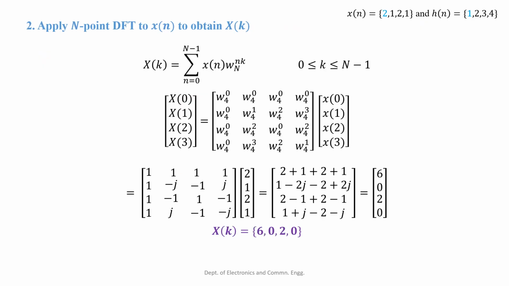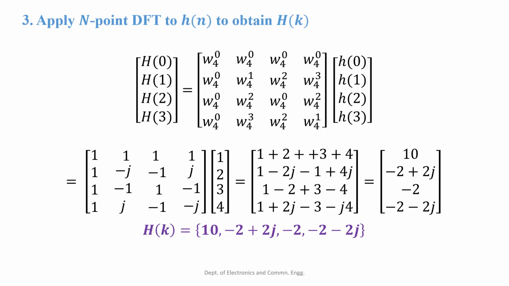The second step, apply N-point DFT to x of n to obtain x of k. So this is the formula, and the length is 4. We are following the matrix method over here. So twiddle factor representation, the input sequence, by multiplying that we are going to get x of k as 6, 0, 2, 0. Next step, apply N-point DFT to h of n to obtain h of k. Again 4-point DFT calculation, matrix method. By applying that we are going to get 10, minus 2 plus 2j, minus 2, minus 2 minus 2j.